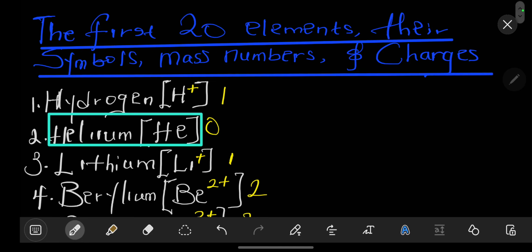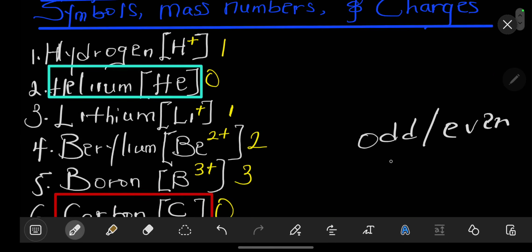To get the mass number of hydrogen or of any element, you have to ask yourself, am I dealing with odd atomic numbers or even numbers? I believe you know from mathematics that odd numbers are numbers that when you divide them by 2, they leave a remainder. But even numbers are numbers that when divided by 2, leave no remainder. So this is the difference between odd and even numbers. I believe I've been able to help you demystify that. Now, we're going to work with them right now and see what we have.